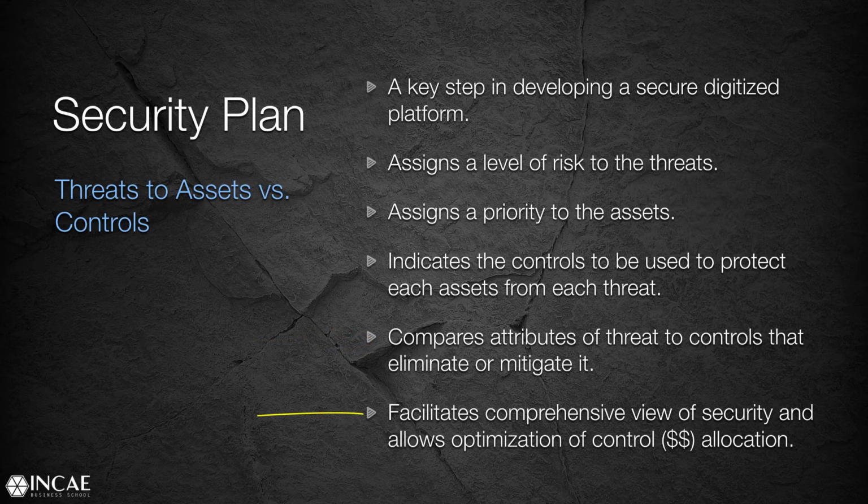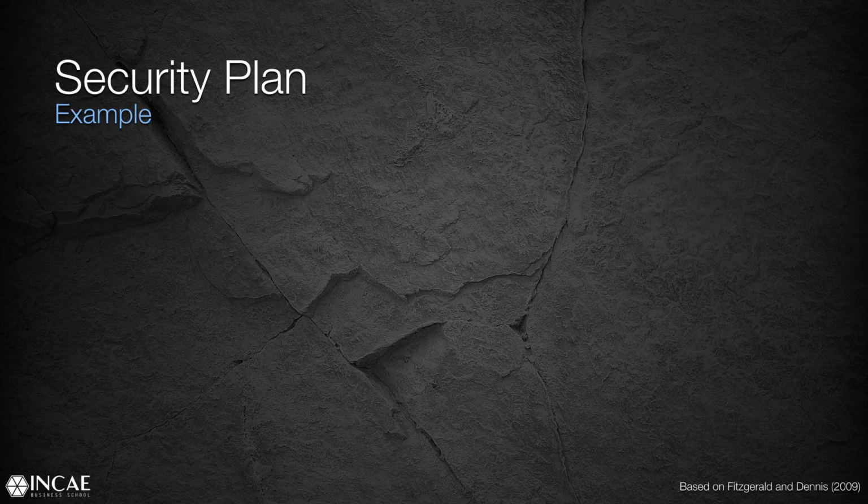Overall, what we're trying to do here is that, given that we have a limited budget to be invested in security, we're trying to decide where those dollars should go. We're trying to optimize the allocation of our security budget into what is most important and what is most dangerous to the firm. So how could this security plan look?